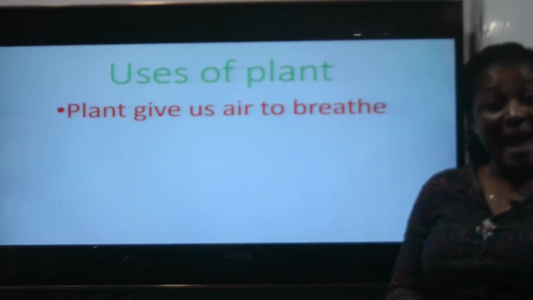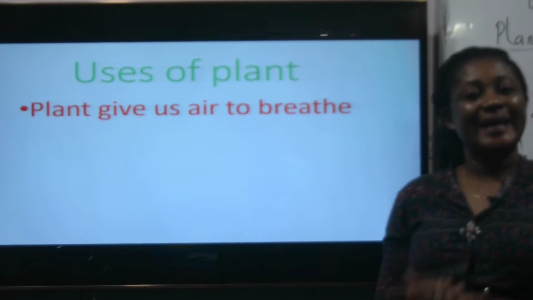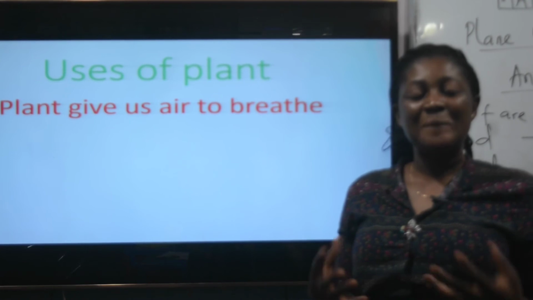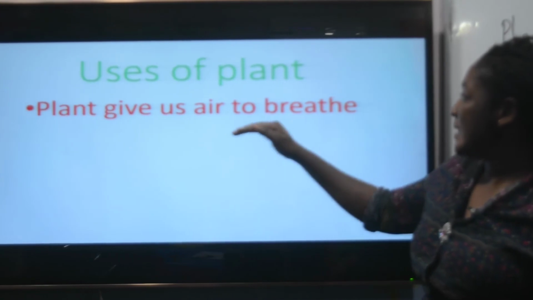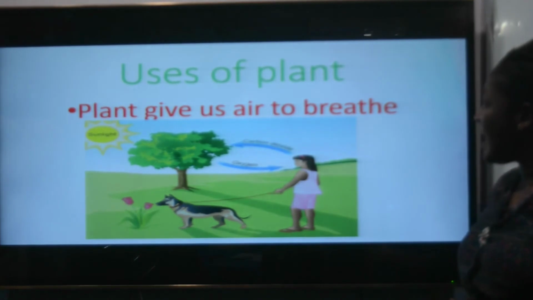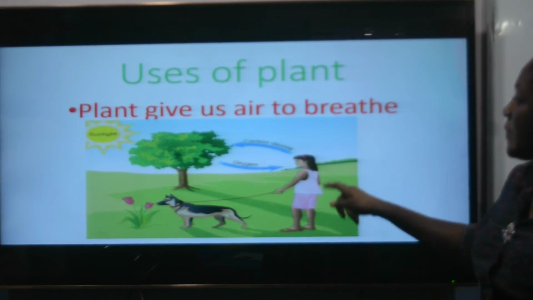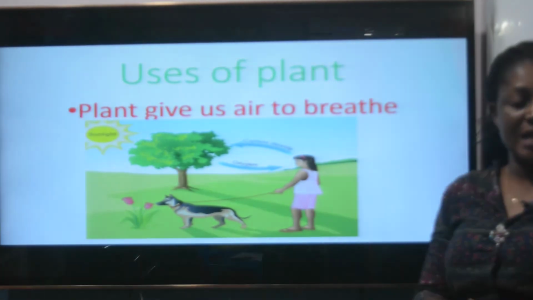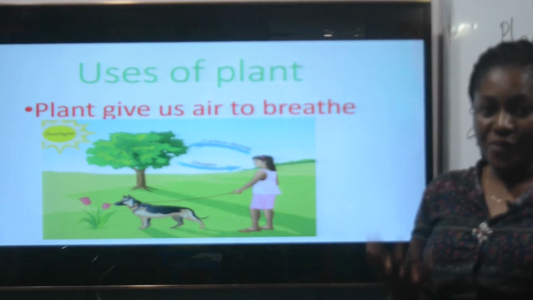Plants give us air to breathe. Plants give us what to breathe? Air. Do you remember when we learned about air, and I told you that plants give us oxygen to breathe? So plants give us air to breathe, which is the oxygen. Now let's look at a picture. The plant is giving us oxygen to breathe, and human beings are giving out carbon dioxide for the plant to prepare their food. Do you get it? So plants give us air to breathe.